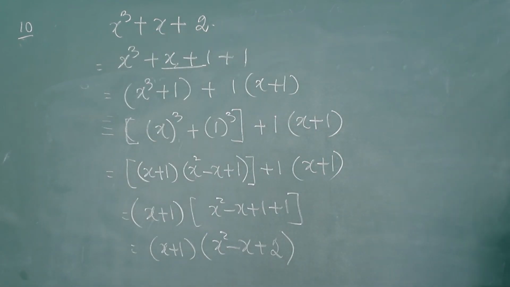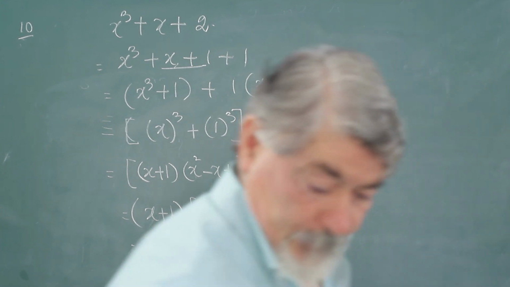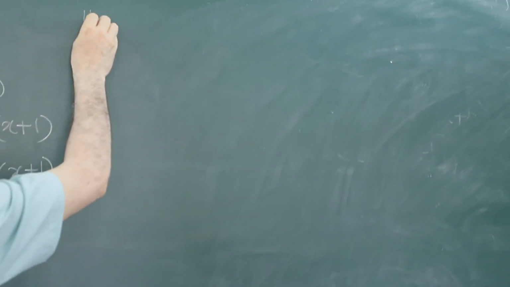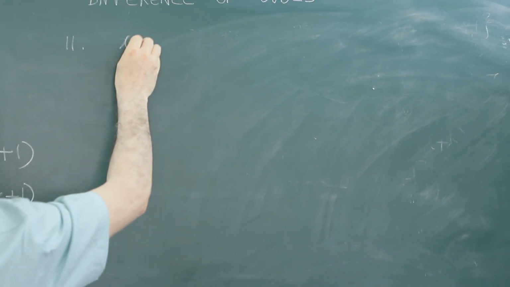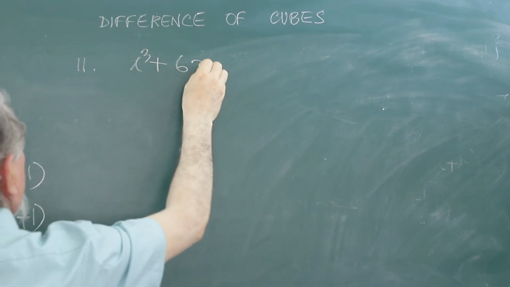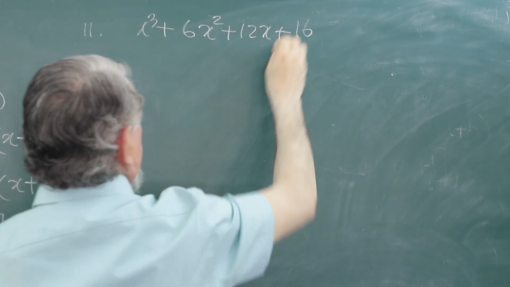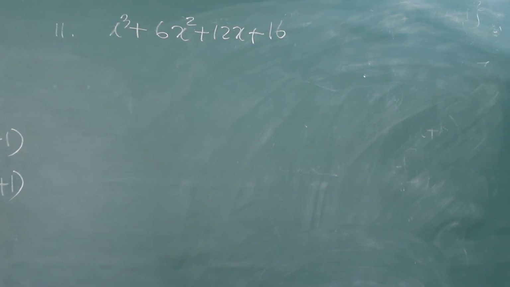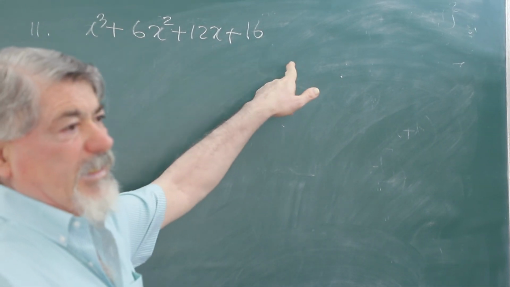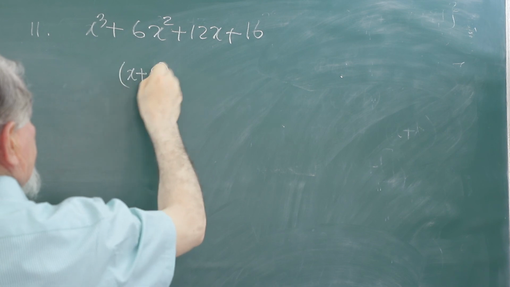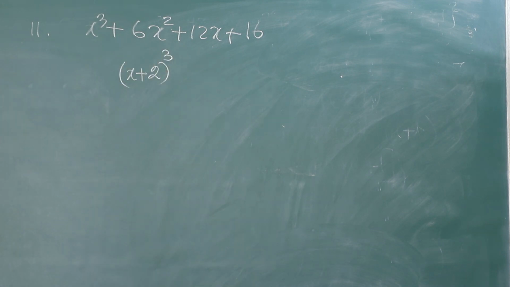Now let us see the last question in this, question number 11. Question number 11 seems very complicated to you: x cubed plus 6x squared plus 12x plus 16. Now just think that it is x cube and it is 16. So x plus 2 whole cube is how much? A plus b whole cube is how much?